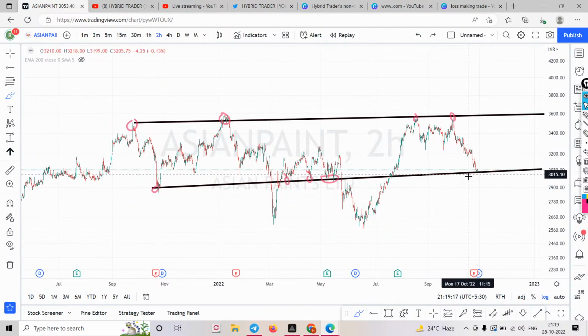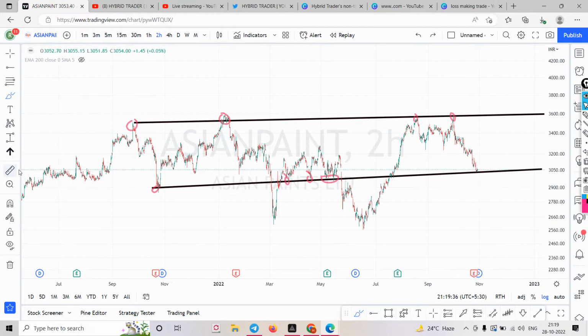The moment I get this type of stock, whenever any stock is taking the support of a strong support line, this is a strong support line for me, because there are multiple supports in the past. This is what I do not miss out, friends.